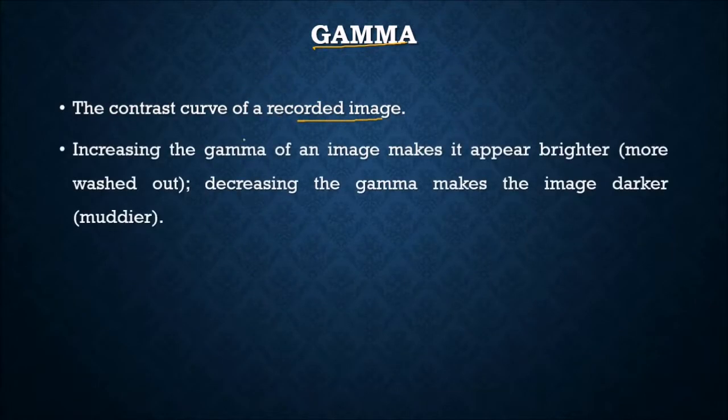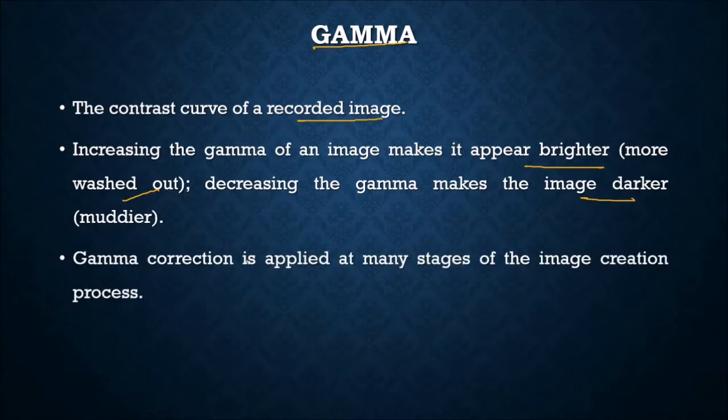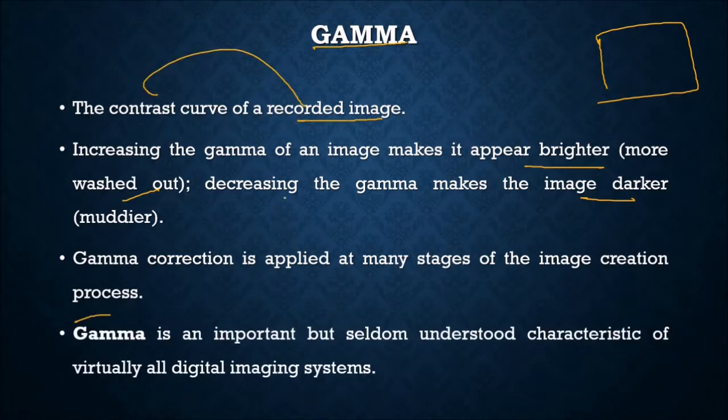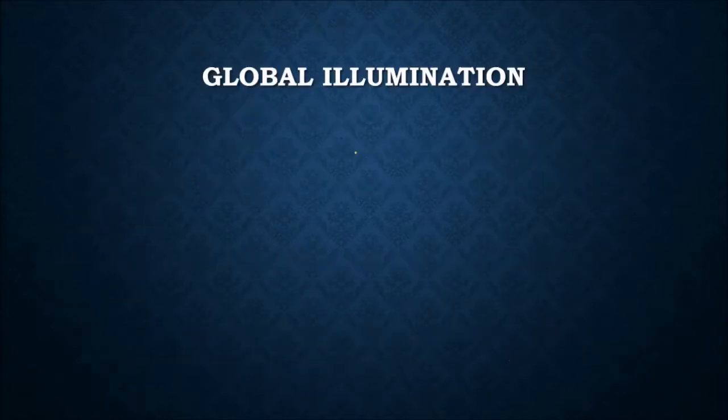What is gamma? You might have heard about this. The contrast curve of a recorded image. If you increase the gamma of an image, it makes it appear brighter, more washed out. Decreasing the gamma makes the image darker, muddier. Gamma correction, which you might have seen for displays, is applied in many stages in the image creation process. Gamma is an important but seldom understood characteristic of virtually all digital imaging systems.